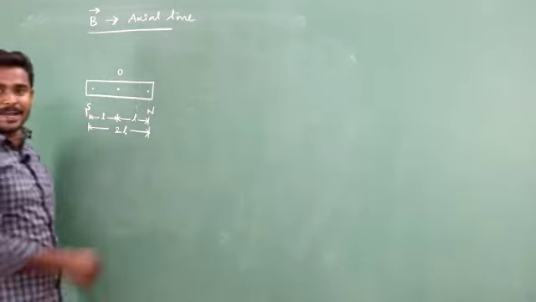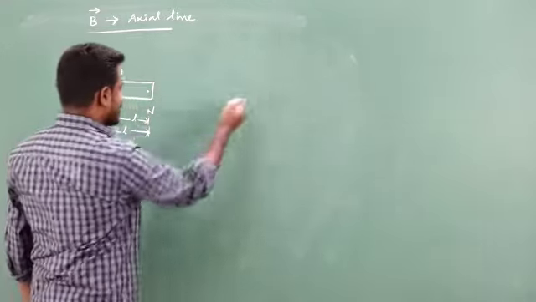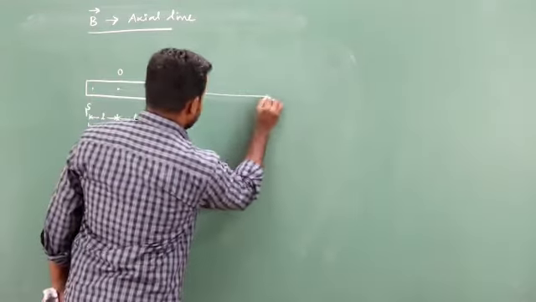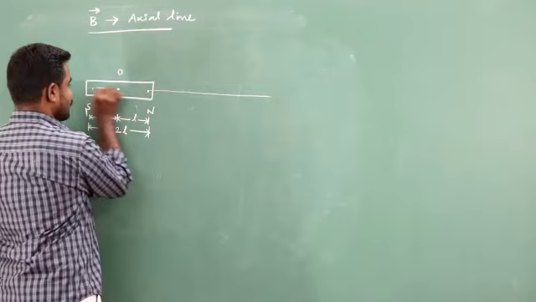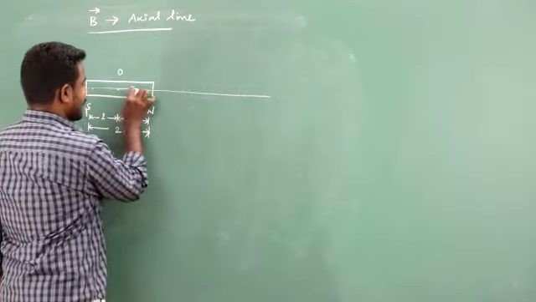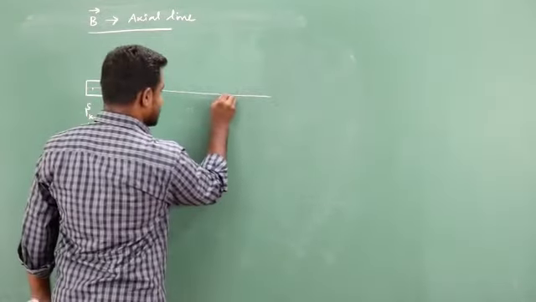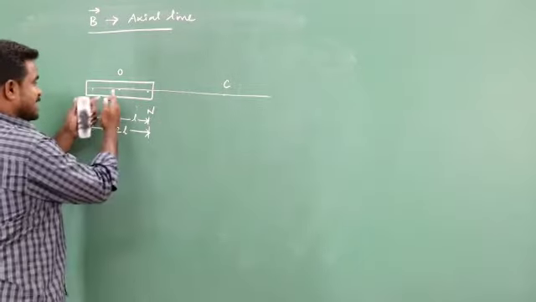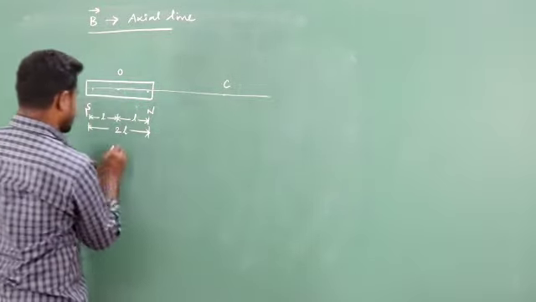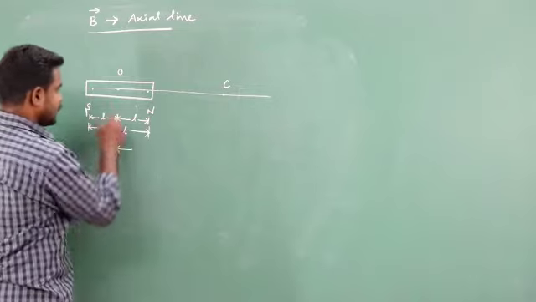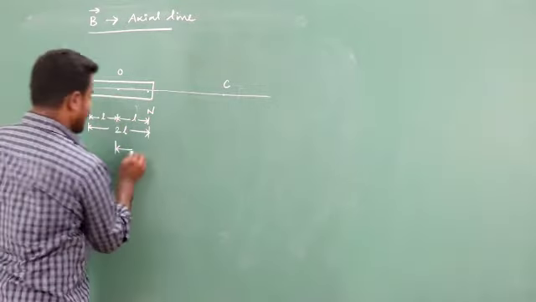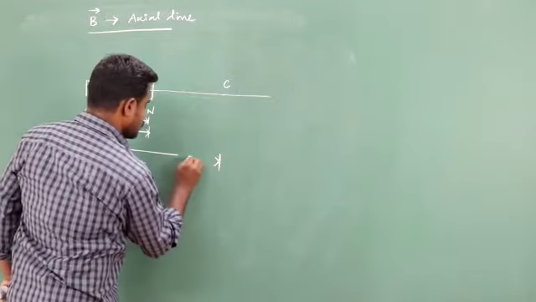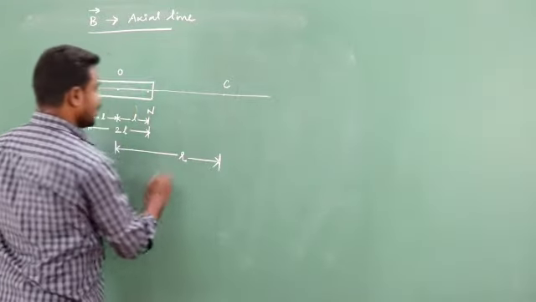Now we take the point C along the axial line. Along the axial line, you can take the point anywhere in this direction. So now we take the point C along the axial line. The distance from O, the geometrical center of the bar magnet, to C is R.